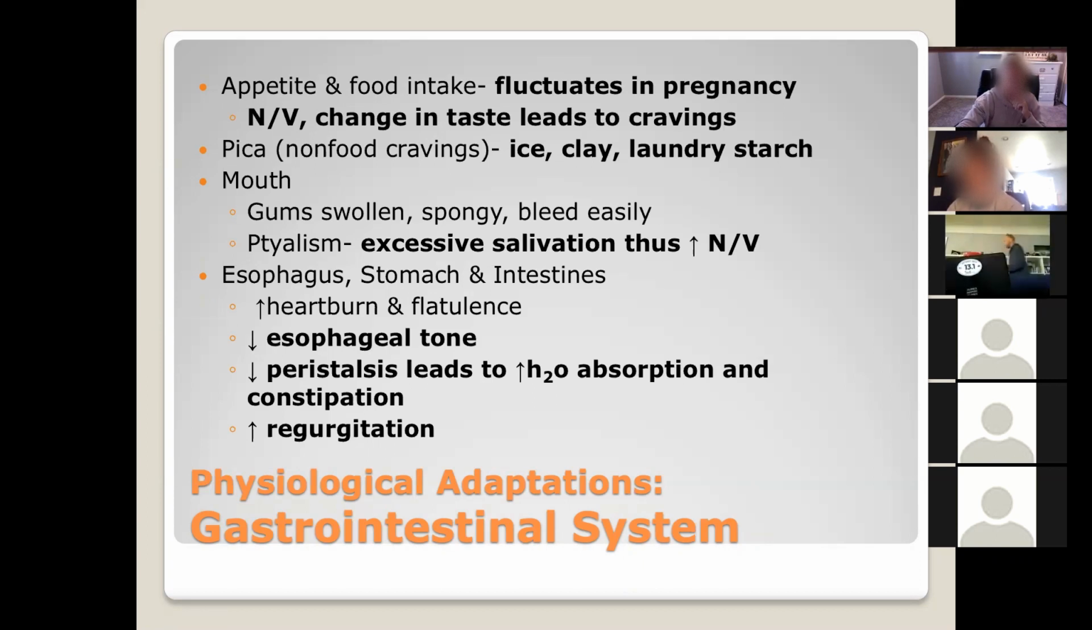So it happens. Gums can get a little swollen, bleeding, things like that. Gingivitis type things can happen. Excessive salivation, okay? That excessive salivation can increase that nausea and vomiting, okay? Because there's so much extra saliva.